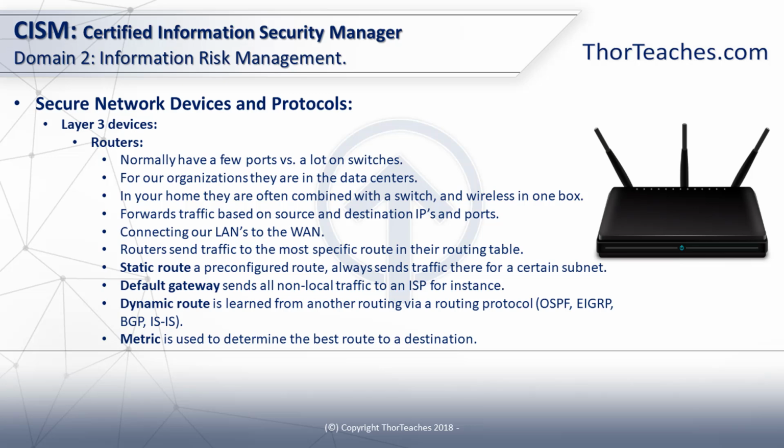That way anything that needs to go to a public IP is just forwarded to ISP, and they can make their decisions on how the traffic should be routed. A dynamic route is a route that your router has learned from another router using a routing protocol. That could be OSPF, EIGRP, BGP, or ISIS. And all of those protocols use metrics to determine the best route to the destination.